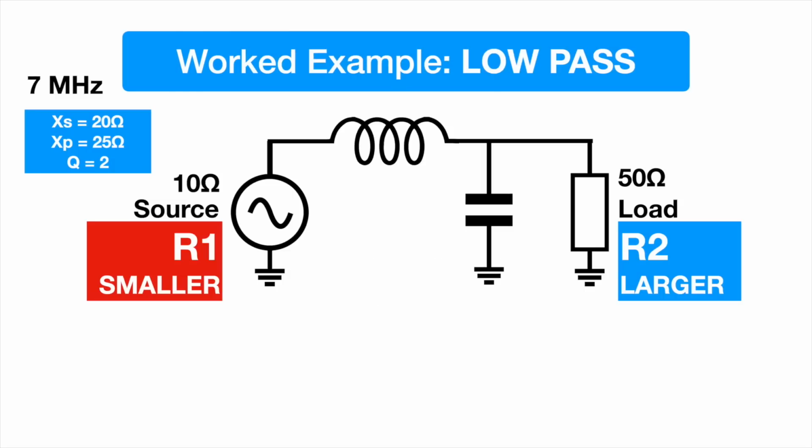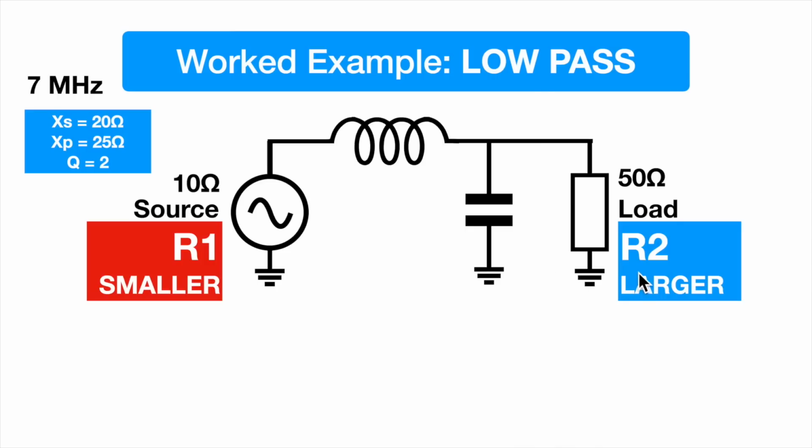So, okay, let's do a worked example then of a low pass. So here it is, I put it in. You will remember that the low pass is a series inductor and a parallel capacitor. And hopefully you'll also remember what I said about where this shunt reactive element goes, where the largest impedance is.